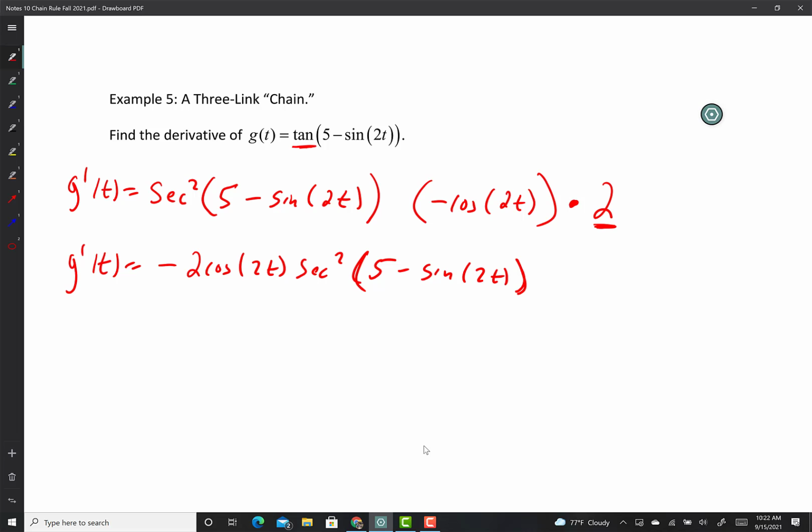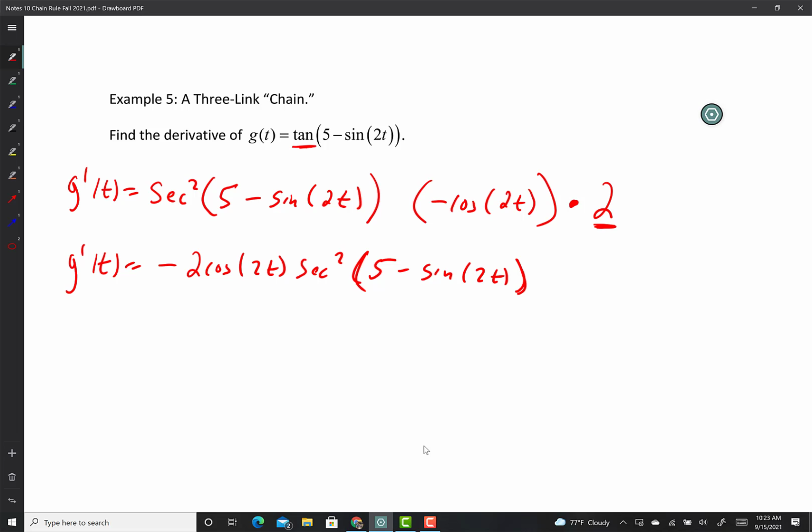So you don't then have a derivative on the inside, the 5 minus sine 2t? Well, I already did. The derivative of 5 minus sine 2t is negative cosine 2t. So you don't change the argument? No, the argument, you can never change it. It just stays. We worked our way from outside in. So what's the derivative of tan? Secant squared. So we put secant squared, and we did keep the argument that we had for tan.